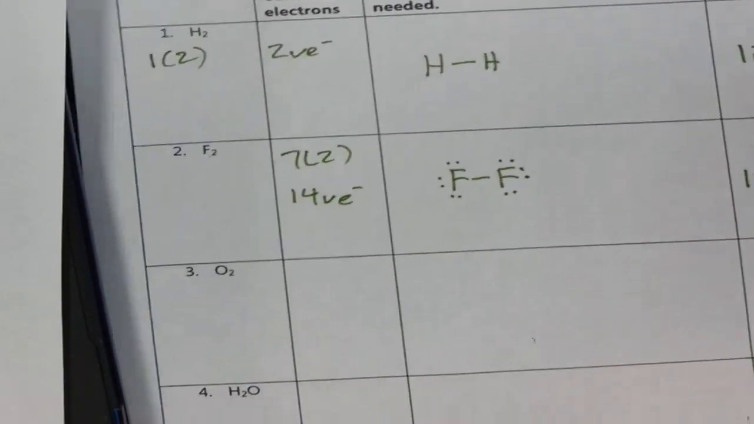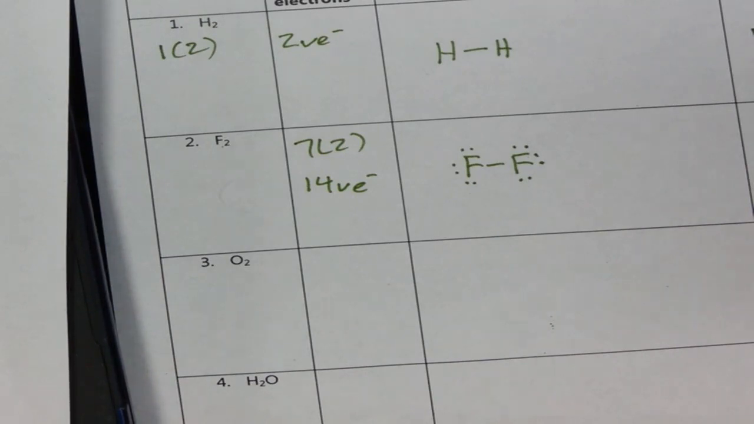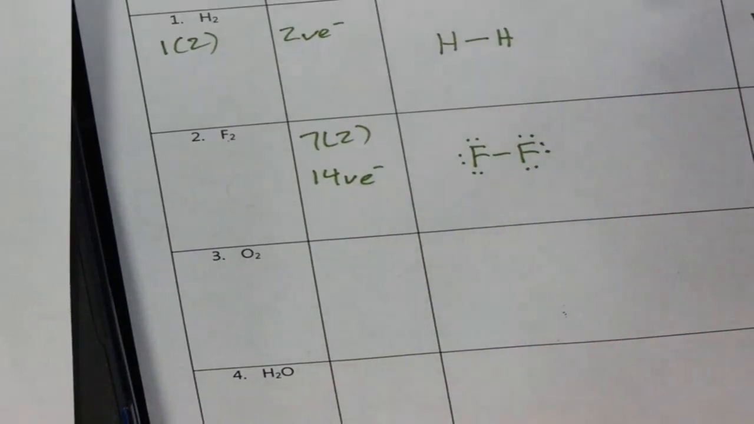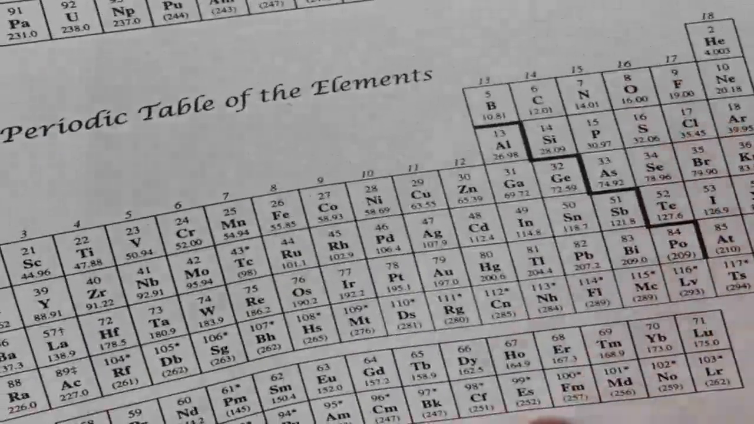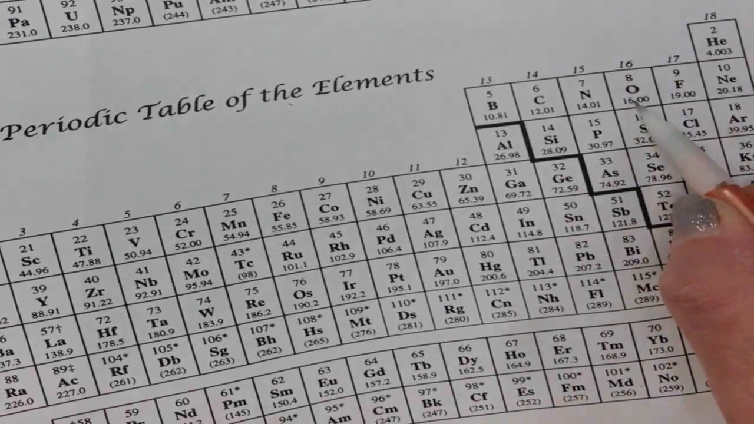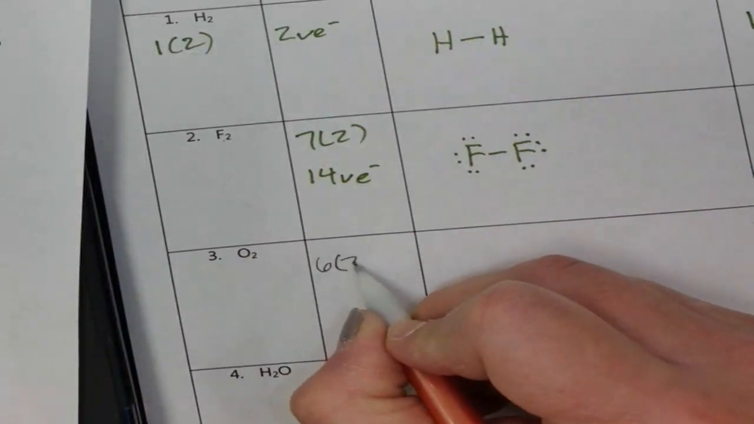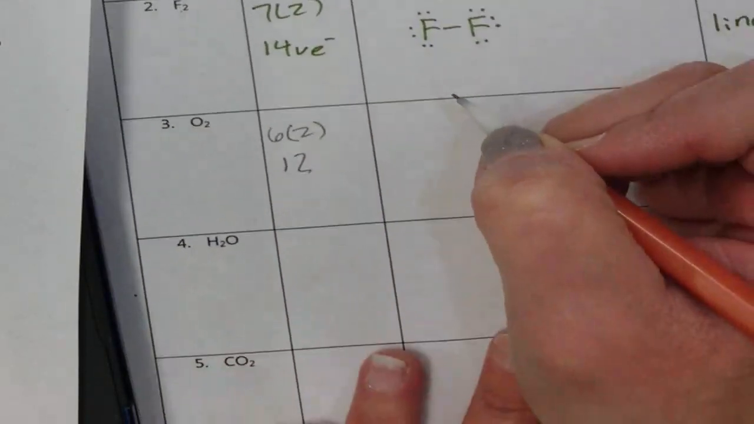All right, let's draw oxygen. Now, oxygen, I'm going to draw in a pencil. When you draw Lewis structures, you really want to use a pencil because it requires erasing sometimes. Oxygen has 6 valence electrons, and there are 2 oxygens, so that is a total of 12 valence electrons.